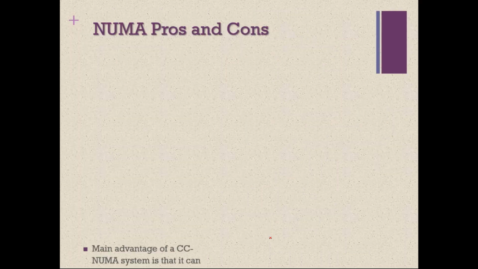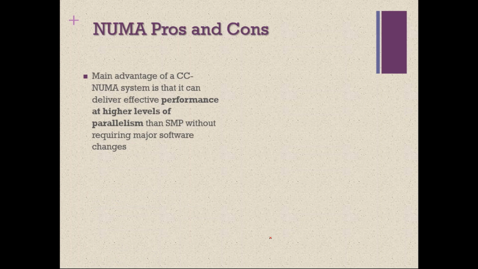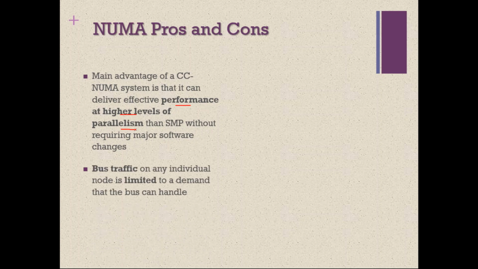Coming to the pros and cons of NUMA, the main advantage of NUMA is that it provides a high level of parallelism. In terms of performance, it provides a higher level of parallelism than SMP, because as we have discussed, with NUMA you can have 1024 processors, 252 processors, all those things. That is not possible with SMP. With SMP, the maximum you can have is 64 processors, not beyond that. The second advantage is that bus traffic is limited. You will not have as much bus traffic as in SMP, symmetric multiprocessor, because we are dividing it into several nodes.